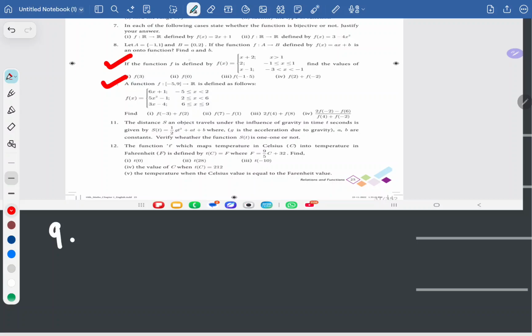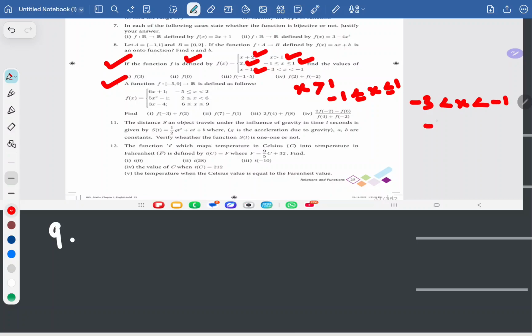Problem 9: if the function f is defined by f of x, when x greater than 1, f of x is x plus 2. When x lies between minus 1 and 1, f of x is 2. When x lies between minus 3 to minus 1, f of x is x minus 1. For the first case, x greater than 1. Second case, minus 1 less than or equal to x less than or equal to 1. For the third case, minus 3 less than x less than minus 1.